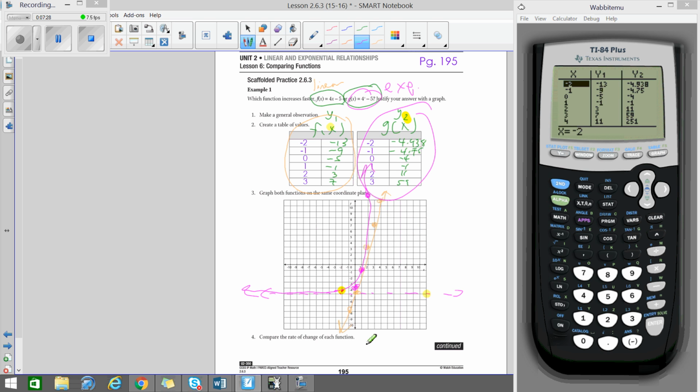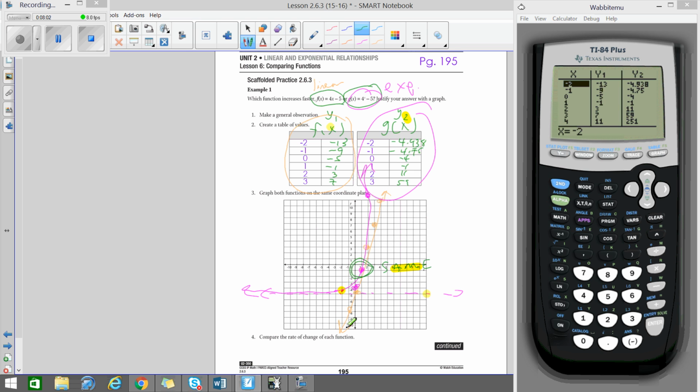Compare the rates of change of each function. Well, if you notice at first, the rate of change for our linear is constant. It's the same. It's 4. But your exponential starts slow, slow, slow, slow. And at this point right here, I don't know if you notice on your graph, but this is where they were the same. They were the same at x equals 1. They were 1, negative 1. That's where they were the same. And at that point, this point right here, that's where the exponential grew faster than the linear function.